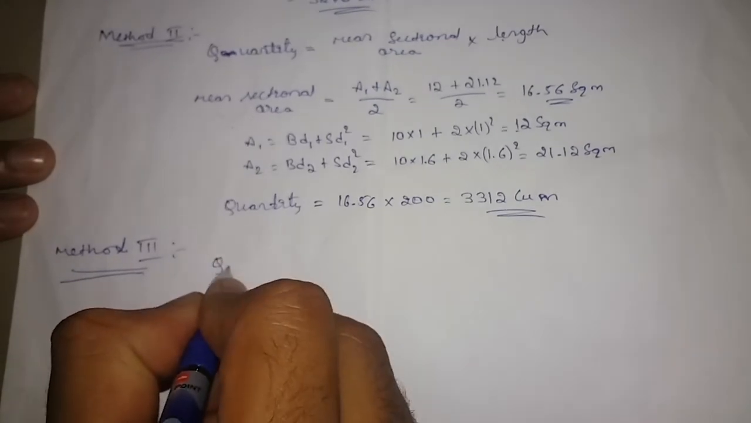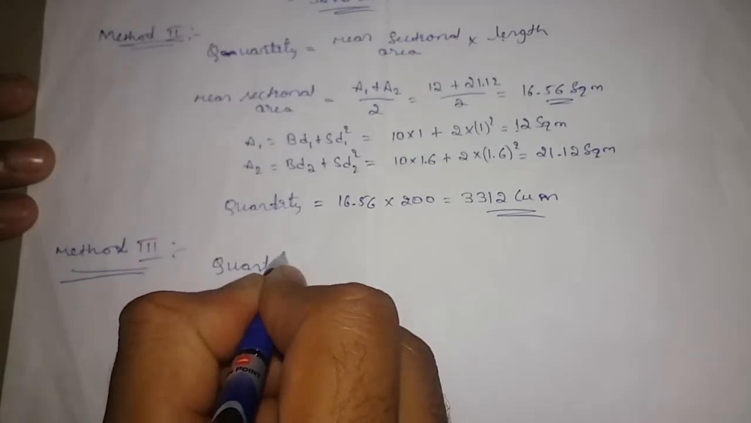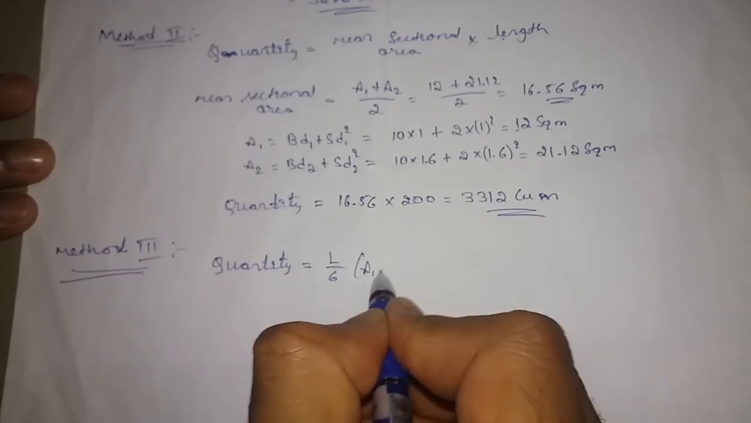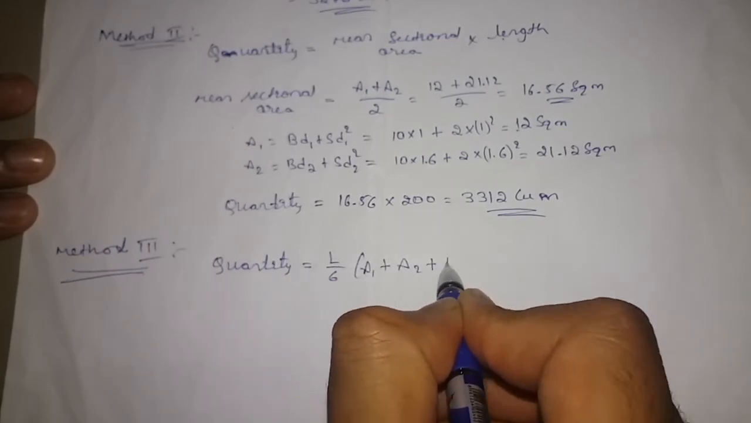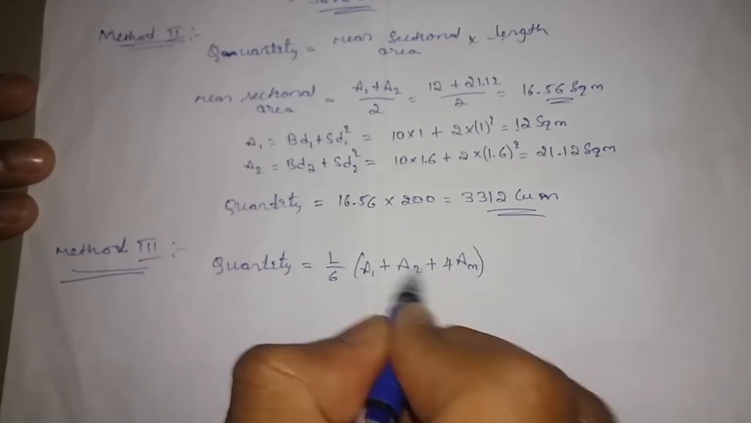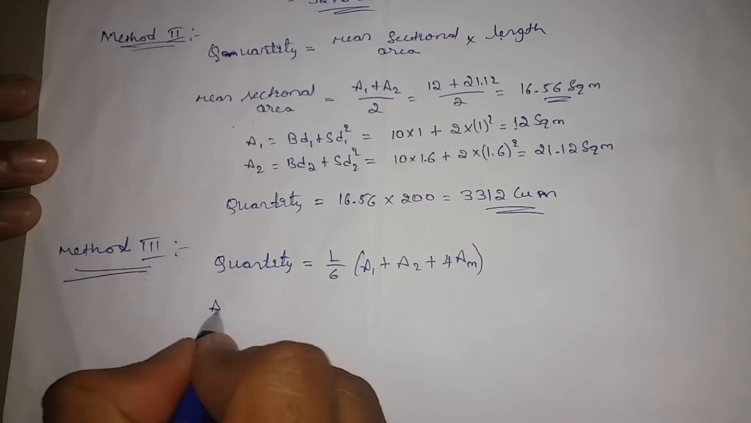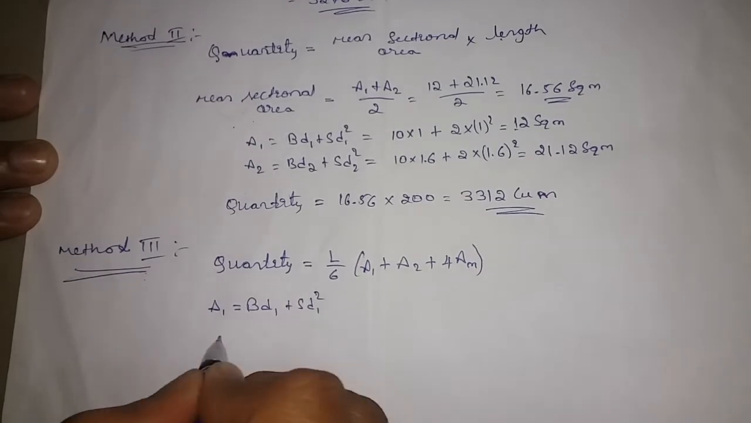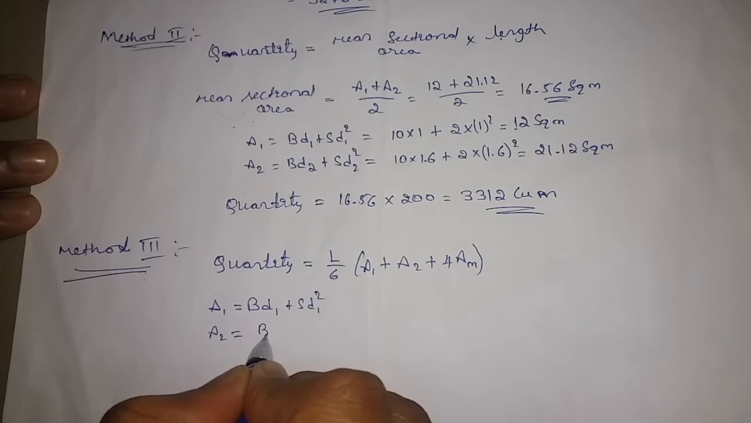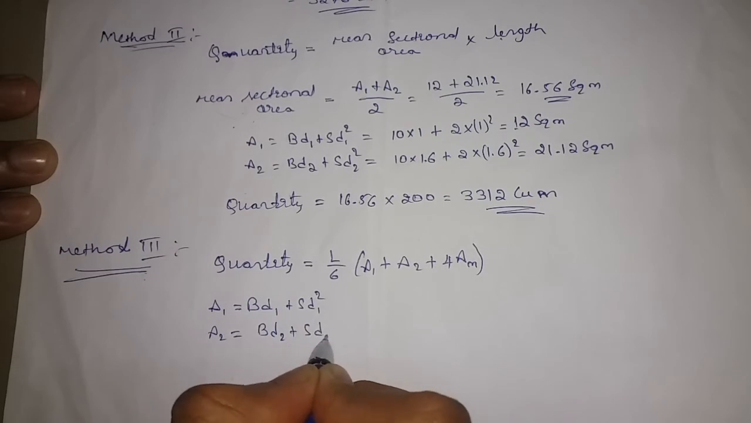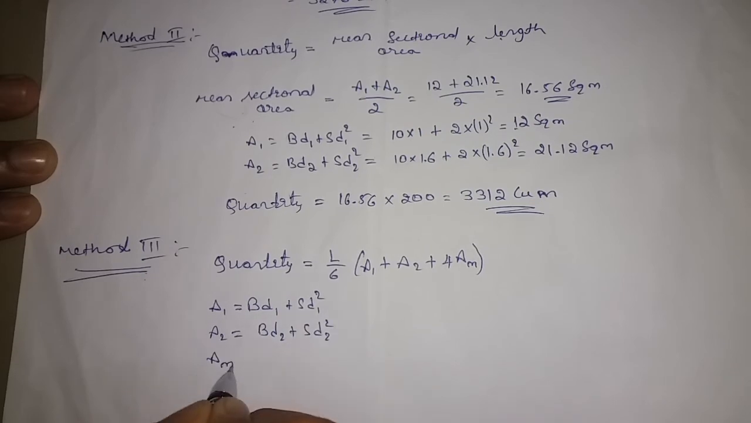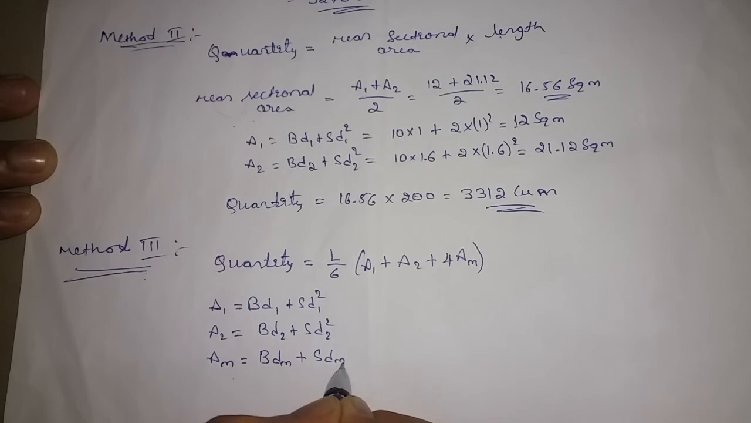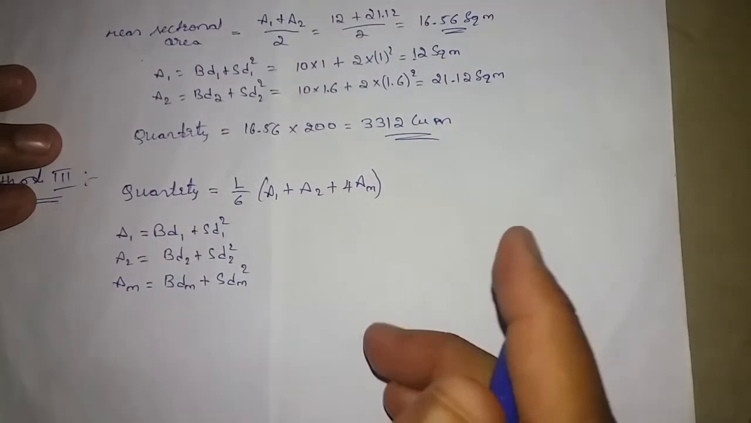So the formula says the quantity or volume is equal to L by 6 into (A1 plus A2 plus 4 into AM). This is your formula, right? So now what is A1? A1 is equal to (B D1 plus S G1 squared). Now what is A2? A2 is equal to (B D2 plus S G2 squared). Now what is AM? AM is equal to (B DM plus S DM squared).